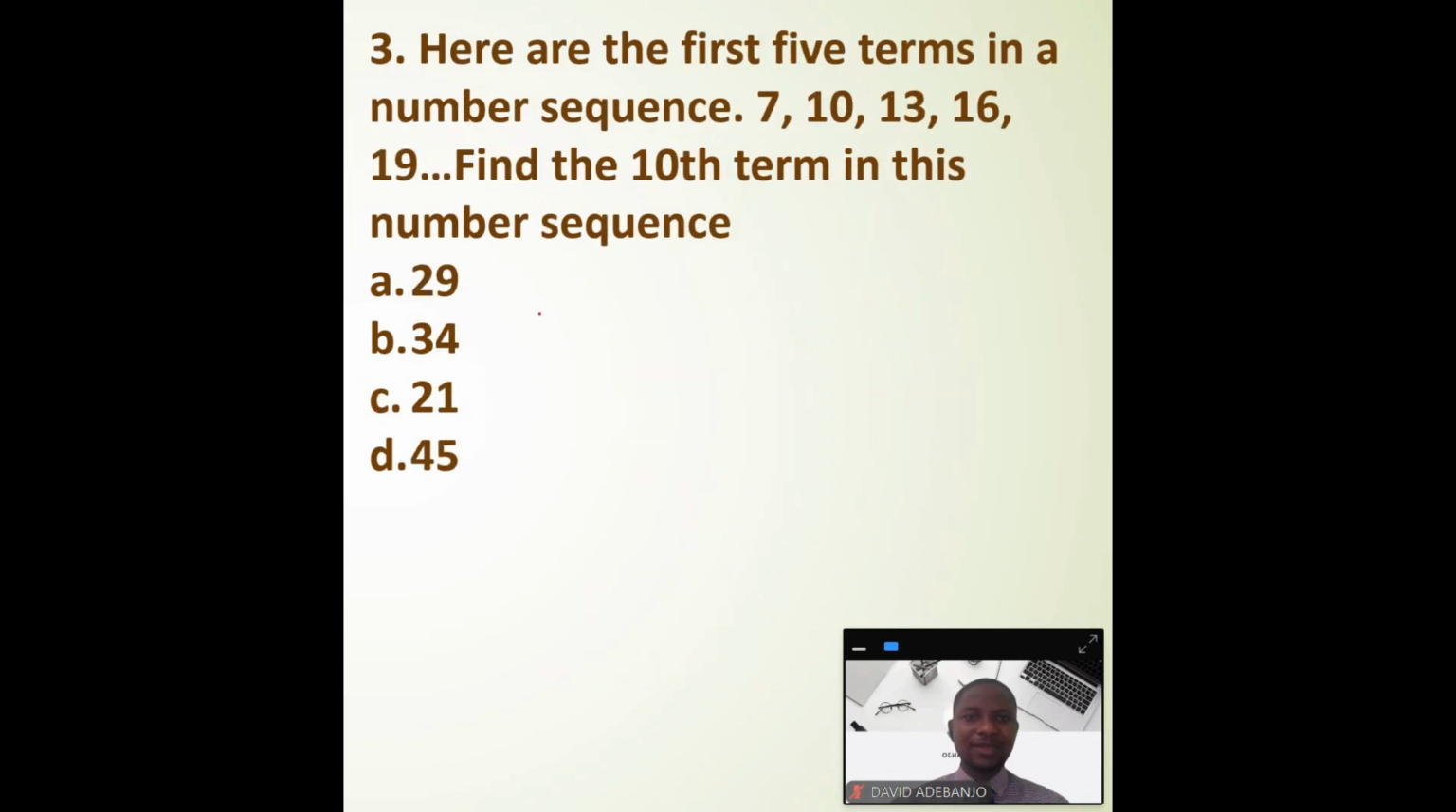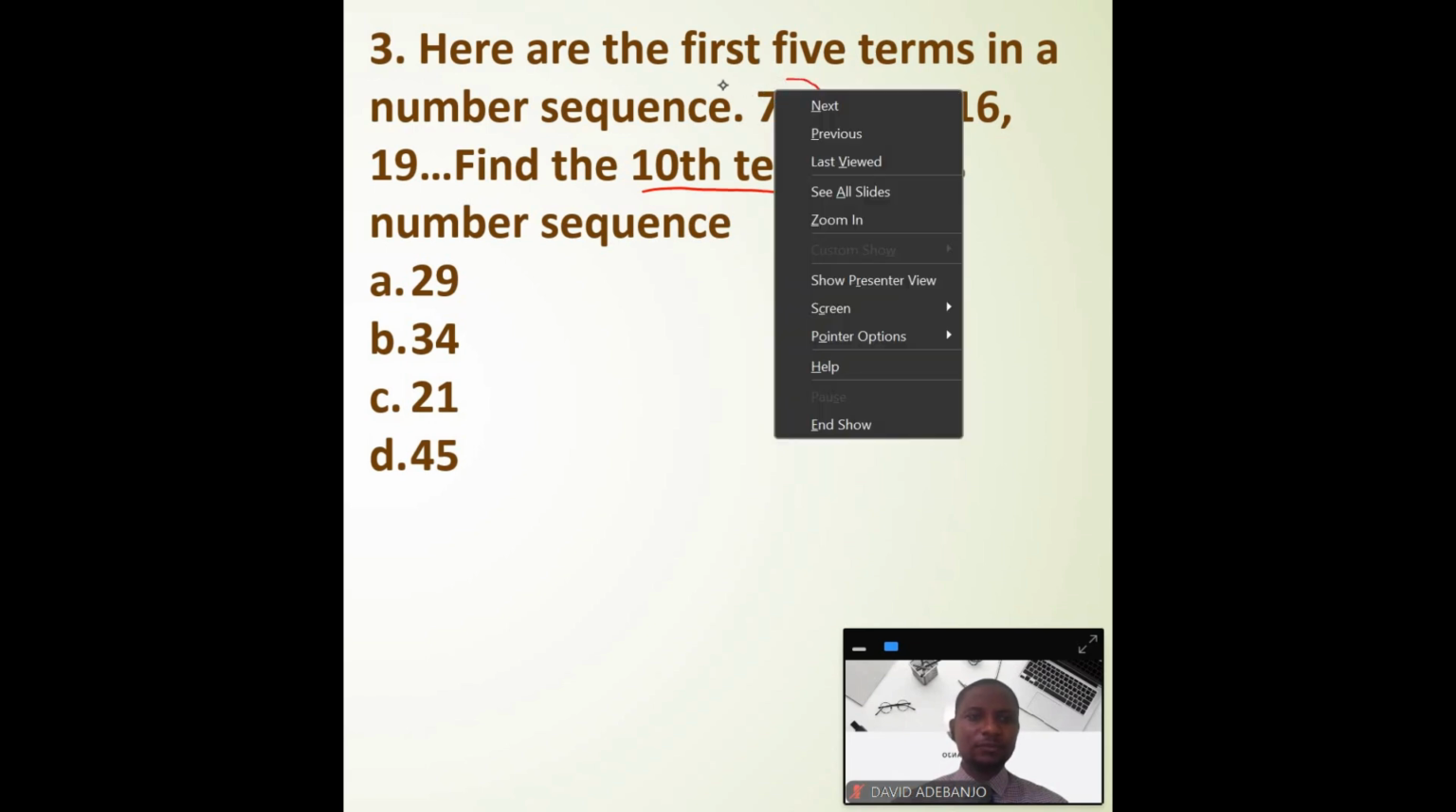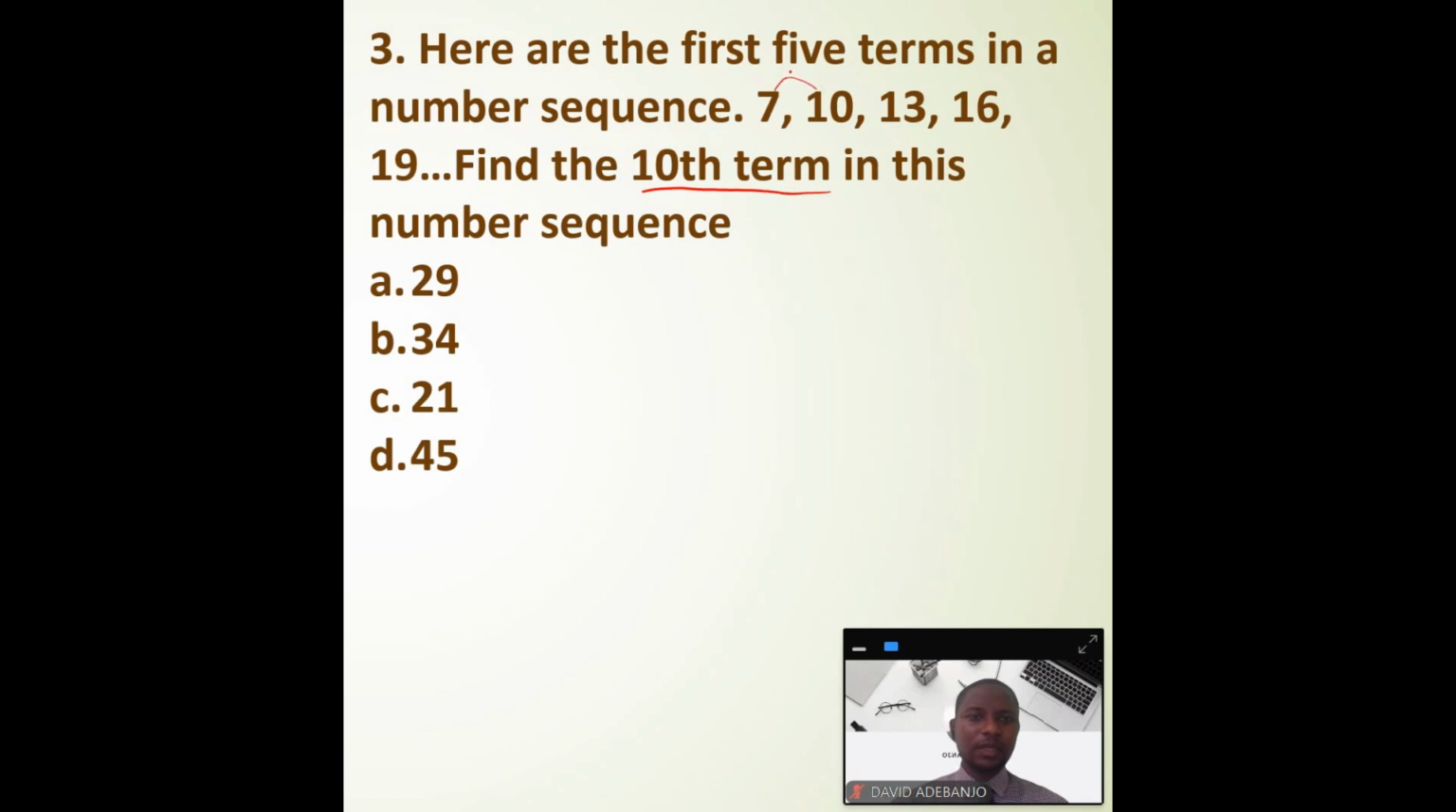Moving on to question 3. Here are the first 5 terms: 7, 10, 13, 16, and 19. You're looking for the 10th. They said find the 10th term of the sequence, and they gave you the first 5. So check the build-up and see the pattern. From 7 to 10, I can see that it's plus 3. Let me check whether it's the same thing. Oh, plus 3. Wow, plus 3. And to 19, so it's still plus 3.